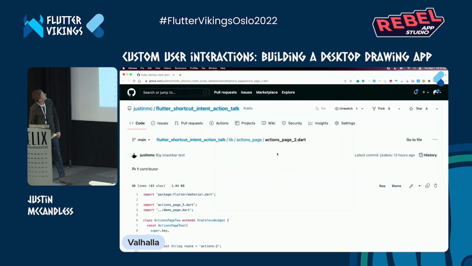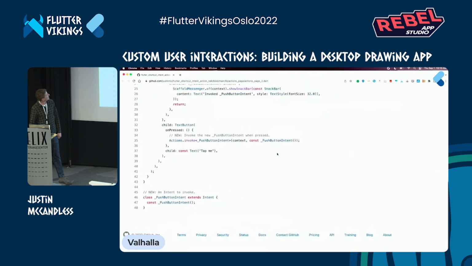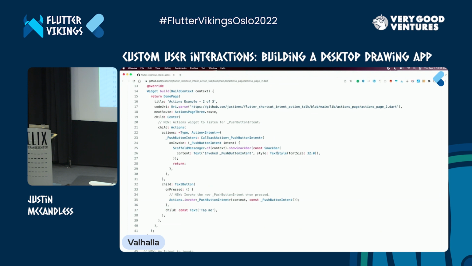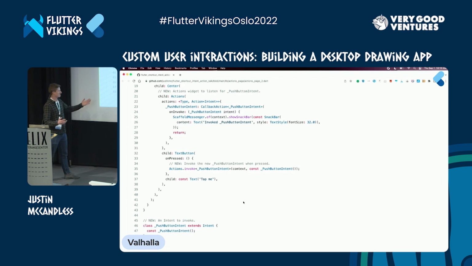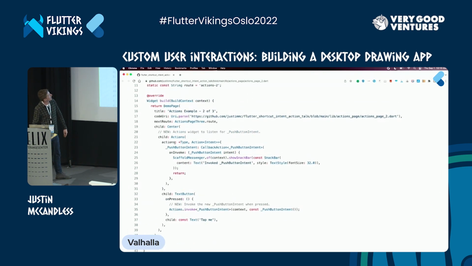If I look at the code, now I've added that. I'm calling actions.invoke like I talked about. I'm passing push button intent, which, if I scroll down, I've defined down below. So it's just a little custom empty class here, push button intent. We're invoking that. And then up above, we've got an actions widget that is mapping push button intent to a callback. And so what we're going to do just to demonstrate is show a snack bar really quick.